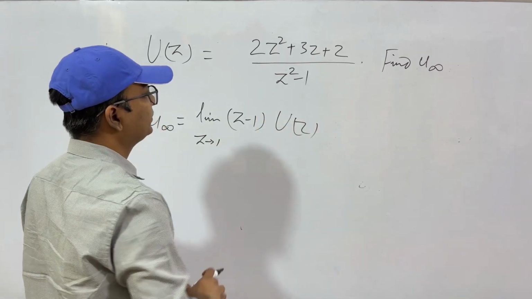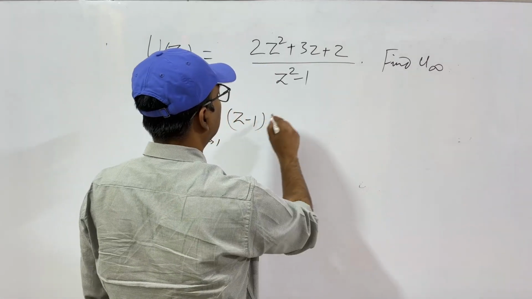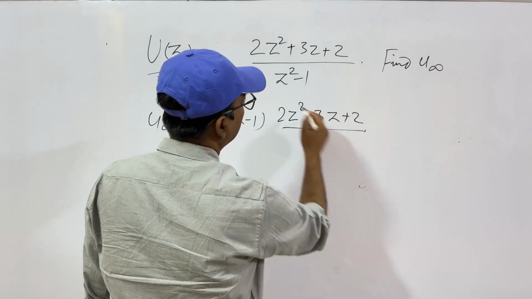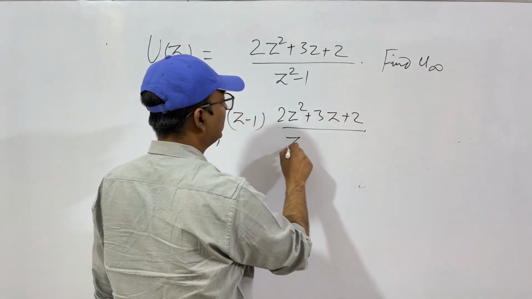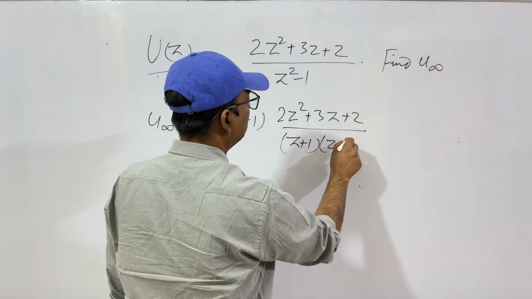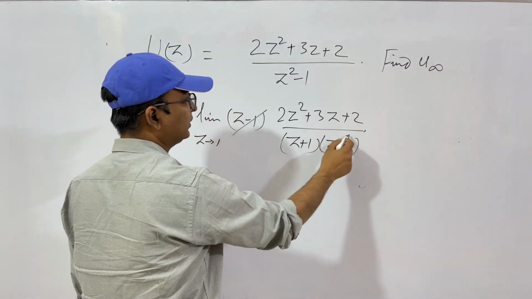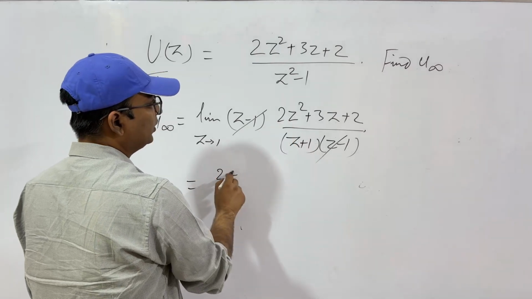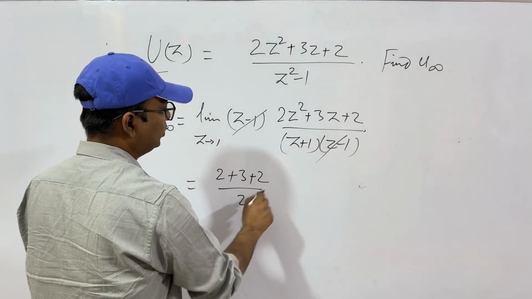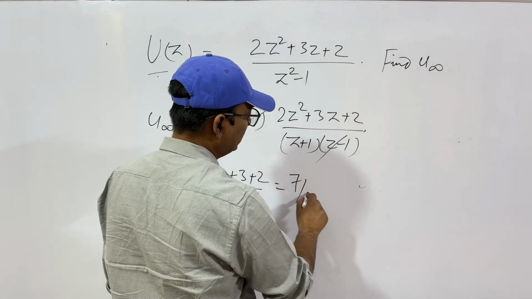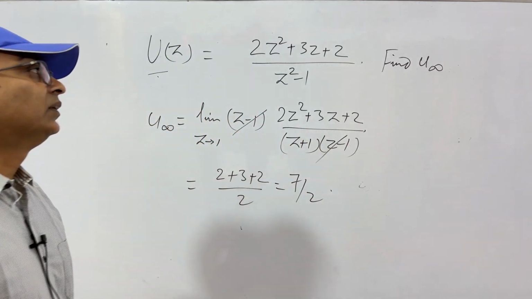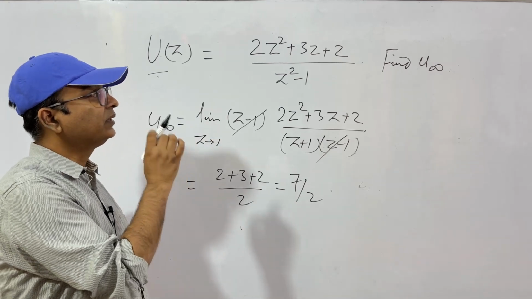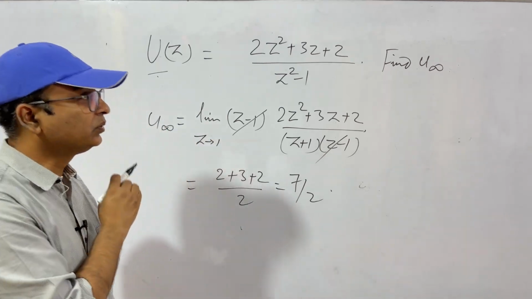So what you get? See, this will be z minus 1 into 2z square plus 3z plus 2 by z square minus 1. So we can write it like z plus 1 into z minus 1, z square minus 1. So this cancels. Now you put the value of z. It is 2 plus 3 plus 2 by 2. So it is 4, 3, 7, 7 by 2. Okay. So this way we use initial value theorem and final value theorems to find the values of k equal to 0 to infinity. Okay.